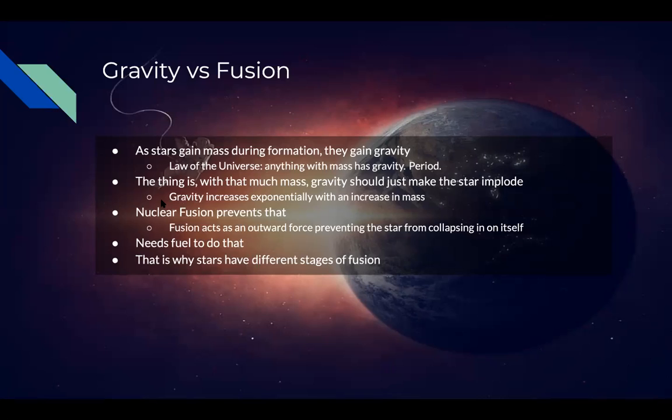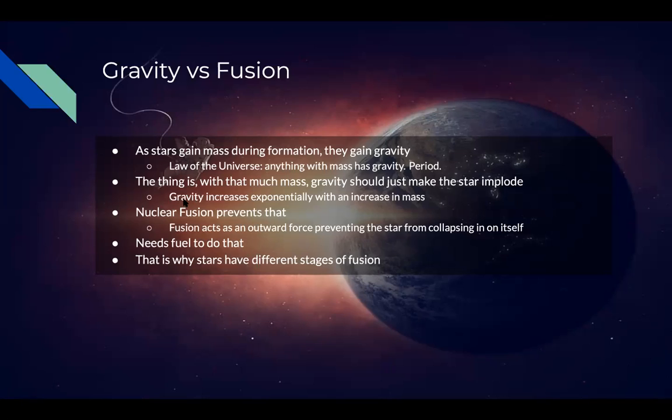Okay, so yeah, nuclear fusion prevents gravity from crushing the star. Fusion acts as an outward force to prevent the star from collapsing in on itself from gravity. Gravity is an inward force. Nuclear fusion is an outward force. That's how stars exist constantly. They exist on a knife edge, the point where gravity and fusion are balanced. Okay, I will go over when one wins over the other in the next class.